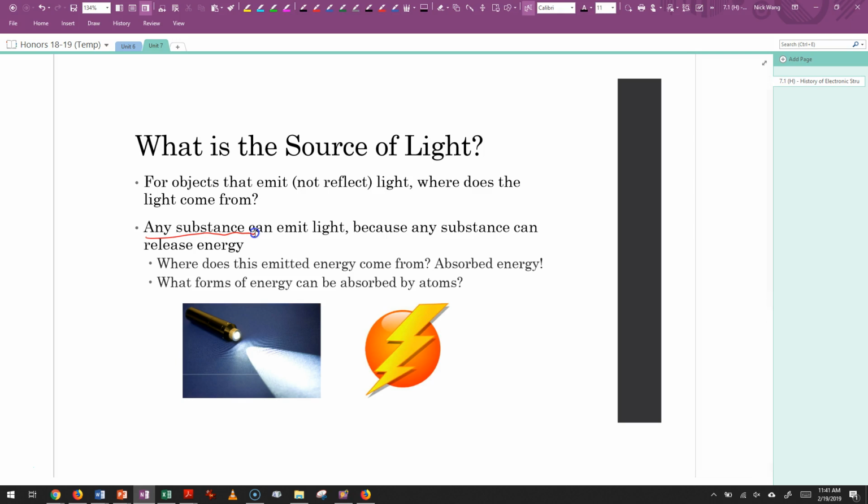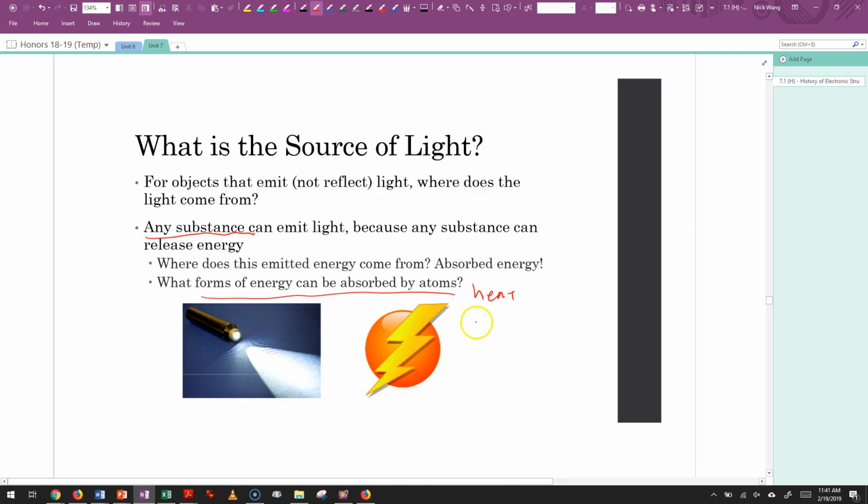So when we flip on a switch, that's actually allowing electricity to go through certain substances, which then allows them to absorb the energy and then eventually release it. So what forms of energy can be absorbed by atoms, which can eventually be released in the form of light? A couple of forms. One energy form that you'll probably see a lot of is heat. Putting in a lot of heat will cause something to emit light, because it will absorb heat energy and then release it as light.